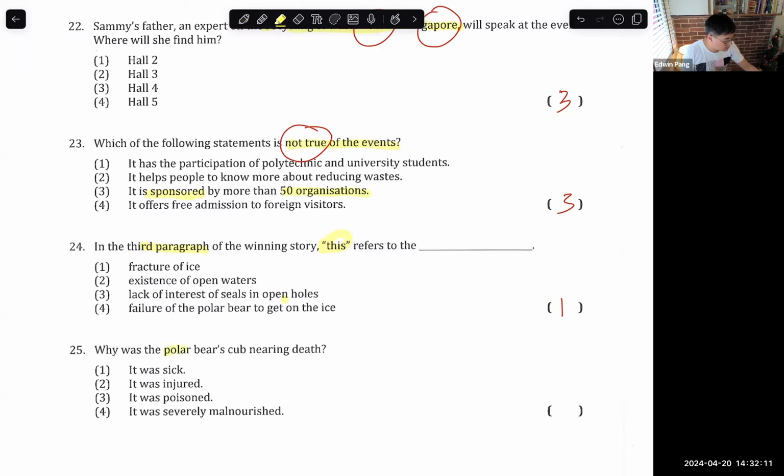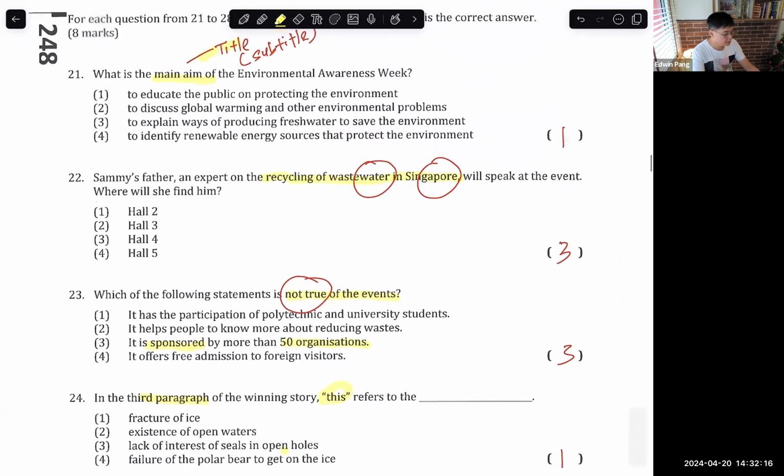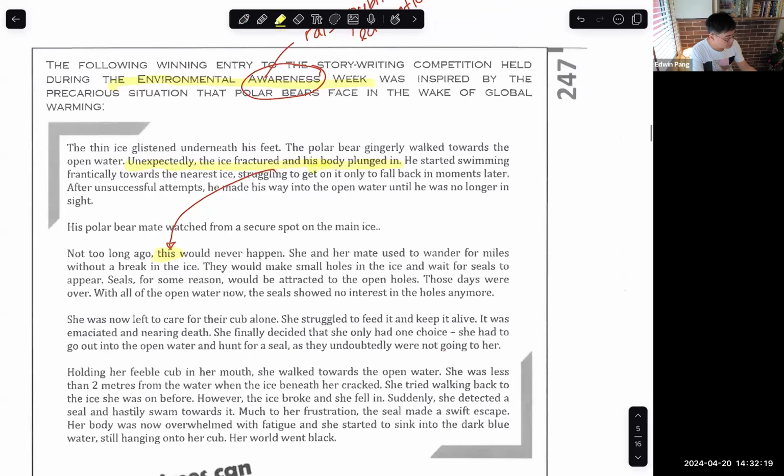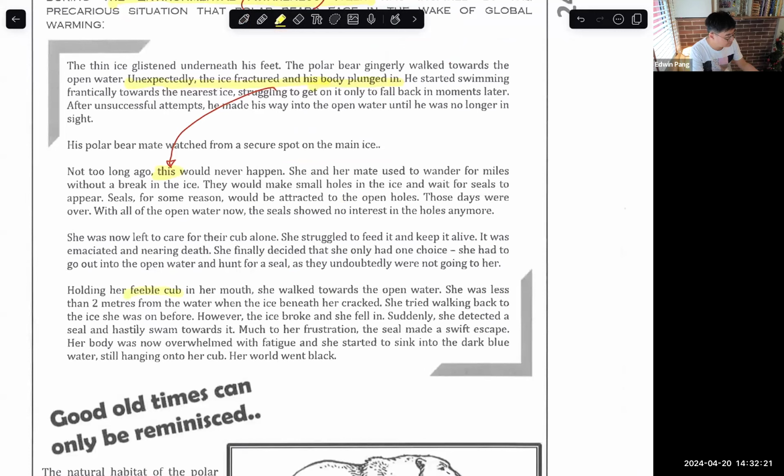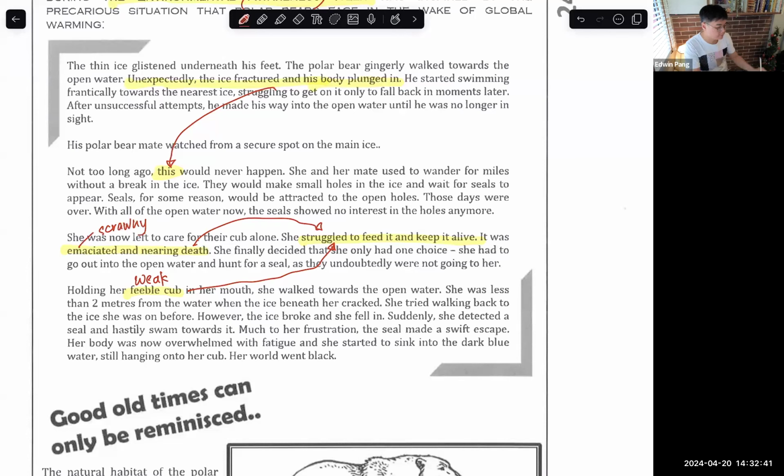Why was the polar bear's cub nearing death? Okay, so let's go back into the passage again. Okay, nearing death, right? So over here, we see that the feeble cub, right? Emaciated and near death, okay, and struggled to feed it to keep it alive. So the key here is that the reason why the cub is so feeble, by the way, feeble means weak, okay, emaciated means like scrawny, like almost like skin and bones, okay.